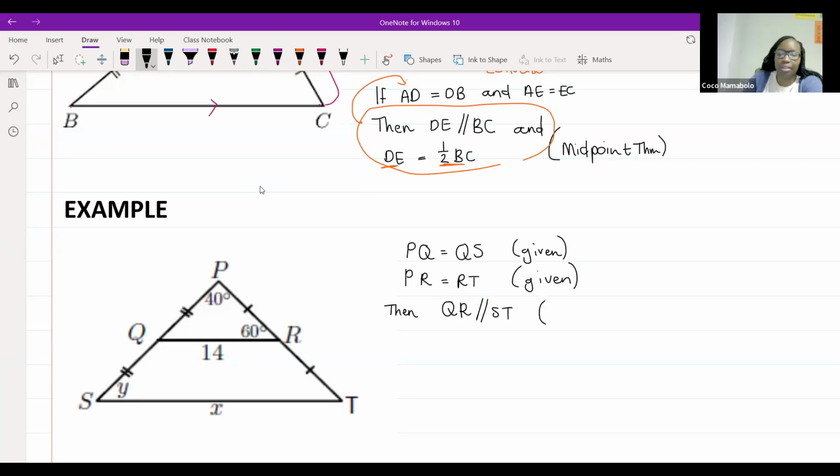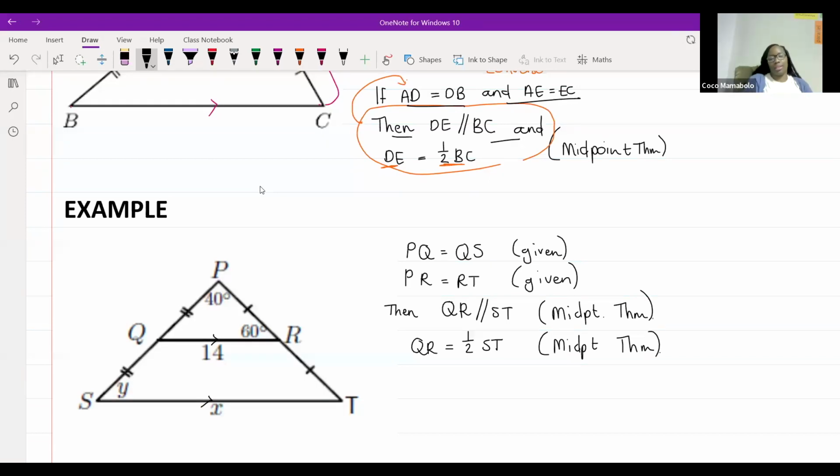What is our reason? We can't just say that. Is it midpoint or converse? Which one is it? It is midpoint. Good, Cat. It's the forward one, because they've given us that information and then we can make that inference. So this is midpoint theorem. What else can we also say? We can also say that QR is equal to half of ST. Nicely said. And again, our reason for that is midpoint theorem. And only now can we figure out what y is equal to and what x is equal to.